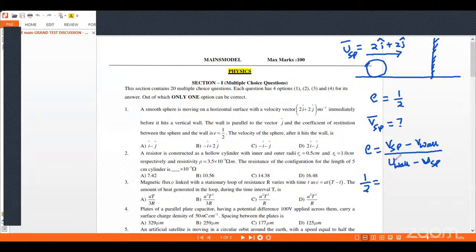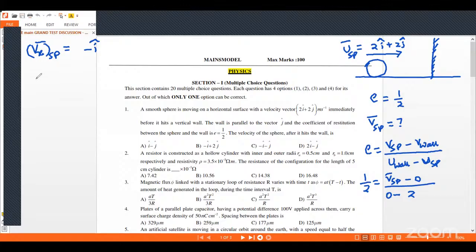Final velocity of the sphere, V sphere bar, minus wall. Along the x-axis the wall's velocity is 0, initial velocity of the wall is 0. Initial velocity of the sphere along the x-axis is 2. So we can say Vx of sphere is minus i cap. Is it okay?